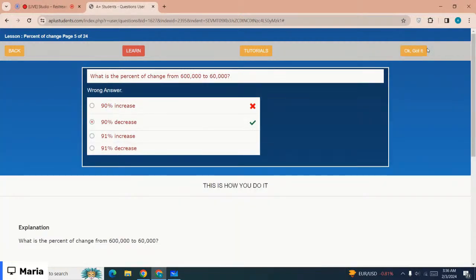Oh, yes, that is a 90% decrease. Sorry. That is from 600,000 to 60,000. So that is a decrease. Sorry.